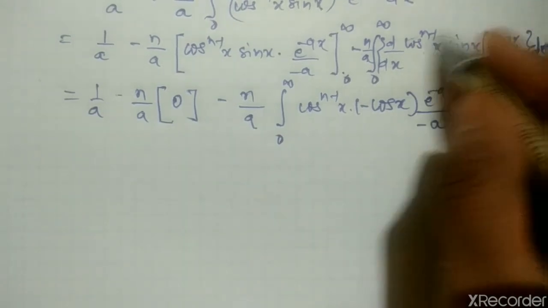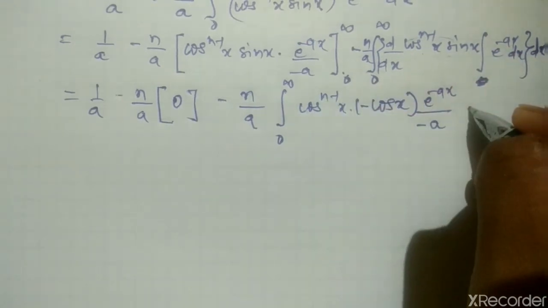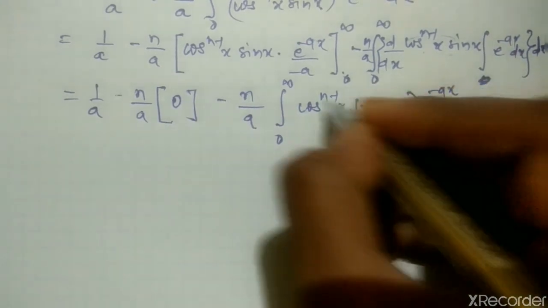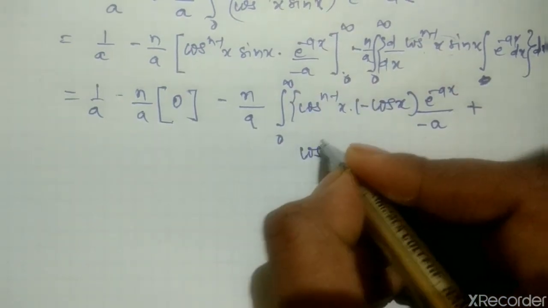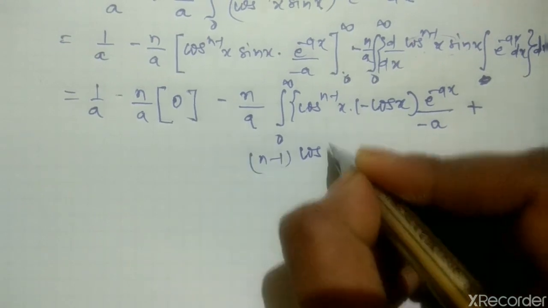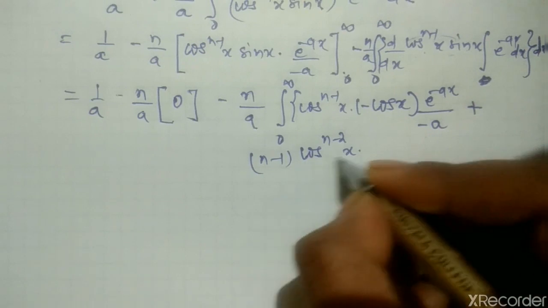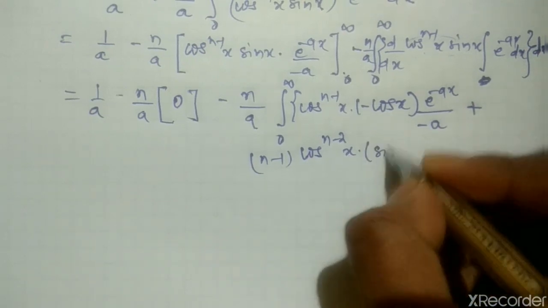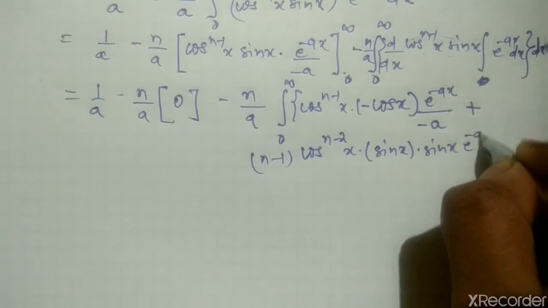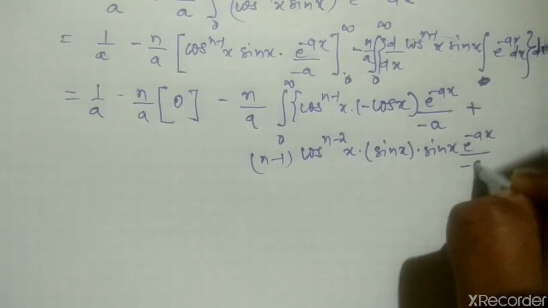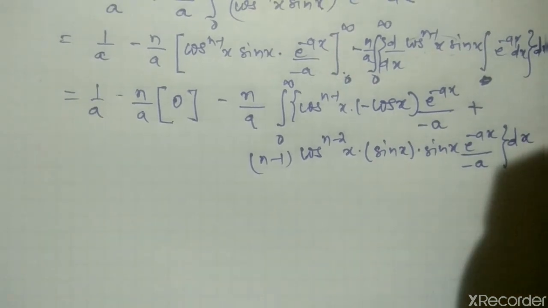Since it is u into v, we get the first part here, and then plus the second part: cos^(n-1) into cos^(n-2)x, and the differentiation of cos x is minus sin x, so sin x into sin x, e to the power minus ax divided by minus a, and then the whole dx.